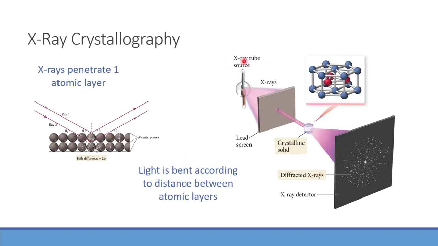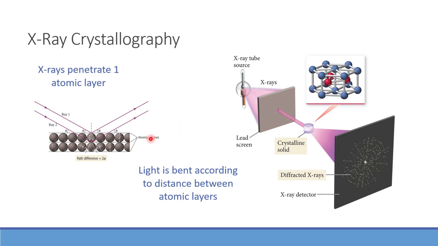So you have an X-ray tube source. It passes through a lead screen and hits your crystalline solid. So you have a focused beam of X-ray light hitting the crystalline solid. And then the X-rays diffract in different ways based on the shape of what's in the crystalline solid. And so the X-ray detector gets this image, and then that is analyzed later.